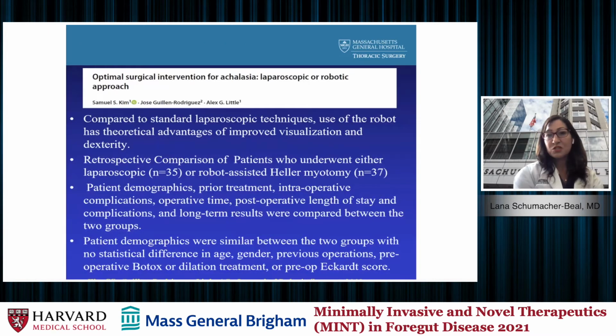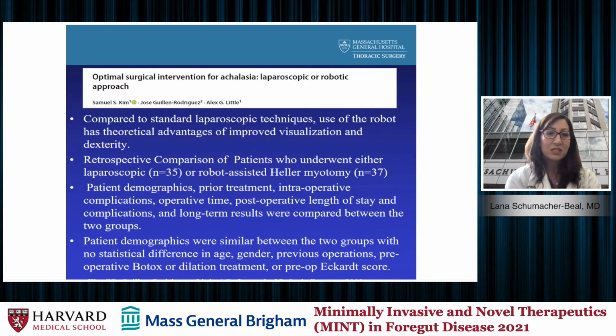Now, there's other ways to do it. We can discuss doing a myotomy, either laparoscopic or robotic approach. So the nuance of robotic surgery is that we have better visualization, with 10x visualization in 3D and HD, and smaller wristed instruments.